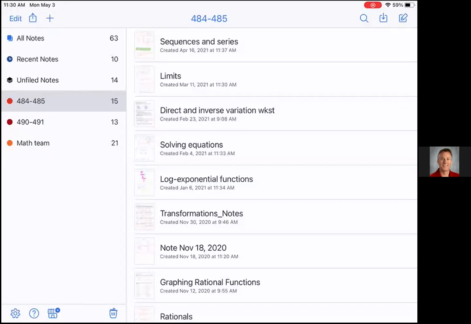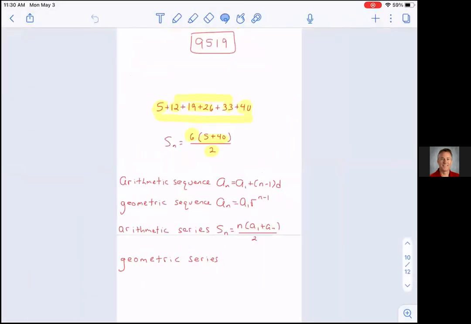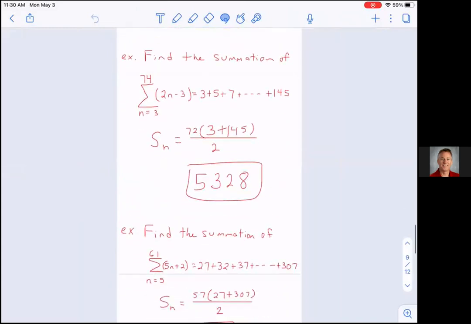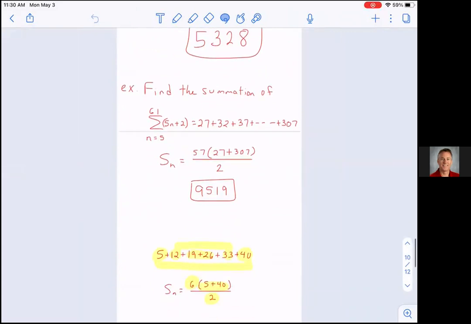So I'm going to go back into our sequences and series note sheet, and we're going to continue on that. In our last class, I believe this was the last example we did where we were finding summations, okay? And these summations were arithmetic, and I'm going to talk about those in a little bit of review in just a minute, just to give you an indication on your notes.